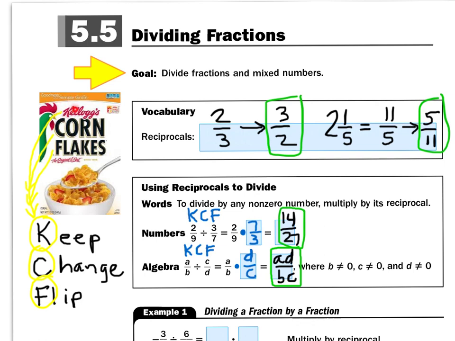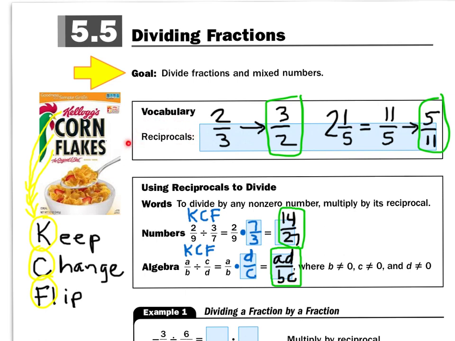Let me explain. The Kellogg starts with a K, and that's what I'm going to use for keep. And then the corn starts with a C, and that's I'm going to use for change. And the flakes start with FL, and I'm going to use FL for flip. So keep, change, flip. So Kellogg's Corn Flakes is going to help us divide fractions.